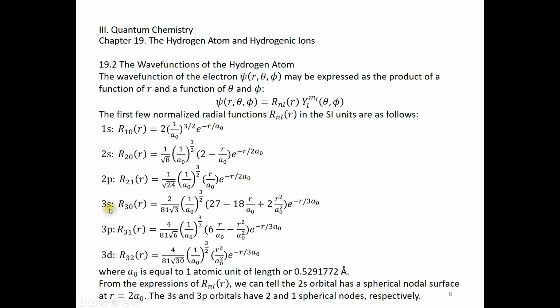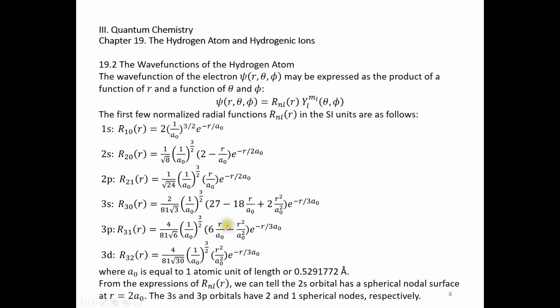Now let's look at 3s, 3p, and 3d. They share the same exponential function, e to the power of negative r over 3a naught. Same here and same here. But if you look at the polynomial function, they're different. Over here, we can set this polynomial function to be 0 to obtain the two spherical nodes for the 3s orbital. And over here, we can set this to be 0 to find the one spherical node of the 3p orbital. Obviously, we can look at this and see, well, r is equal to 6 times a naught.